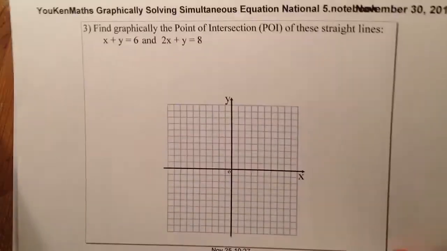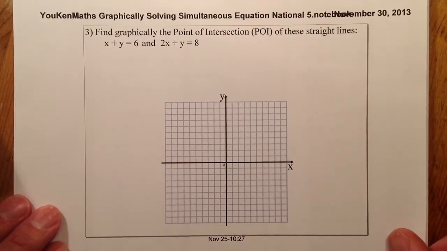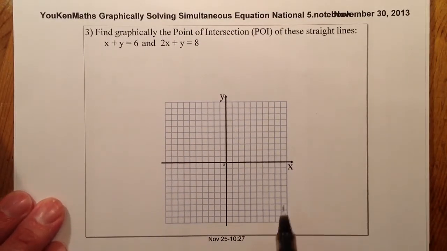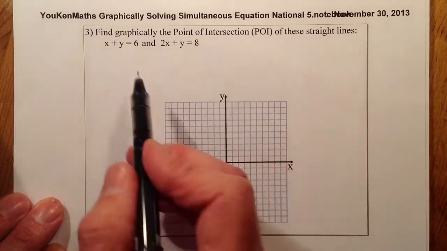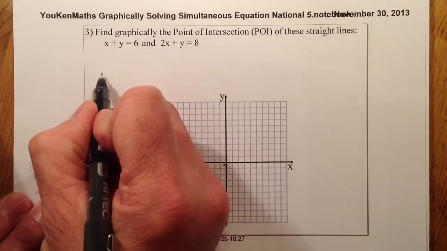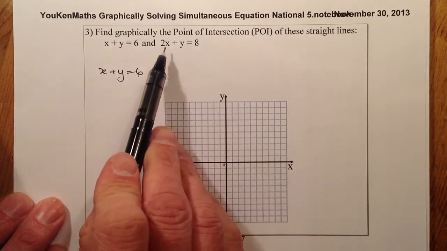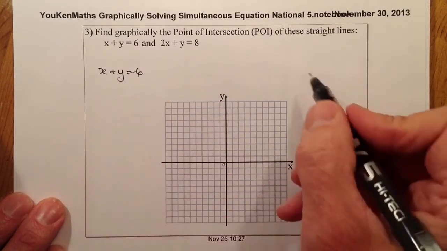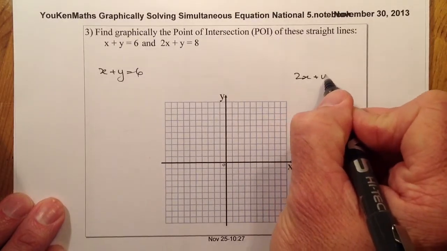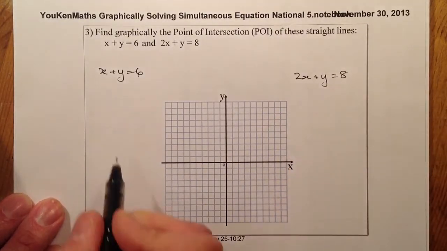Right then, let's look at the next one. Again, freeze the video and try to work this through. Right then, so point of intersection of x plus y equals 6. So let's try this one over here. X plus y equals 6. Okay. And the other equation, I've got a 2x in that, so that'll make it just slightly different, but still the same method will be okay to be used.